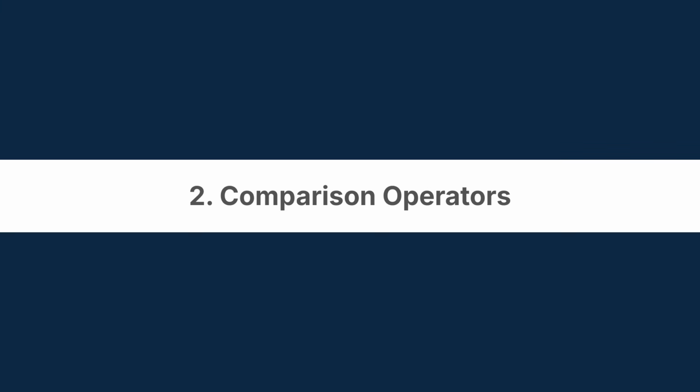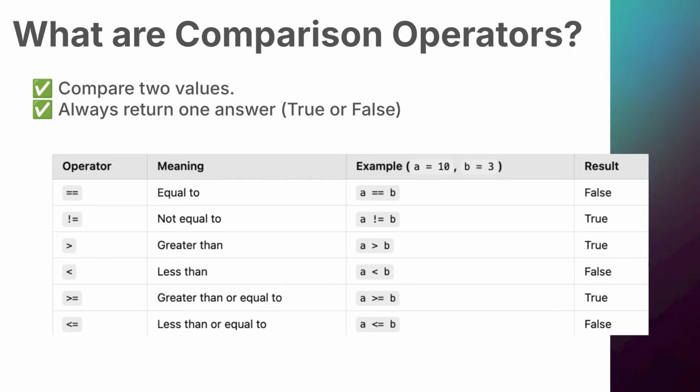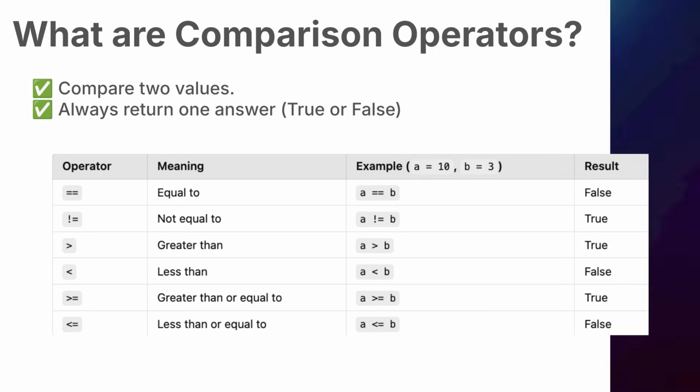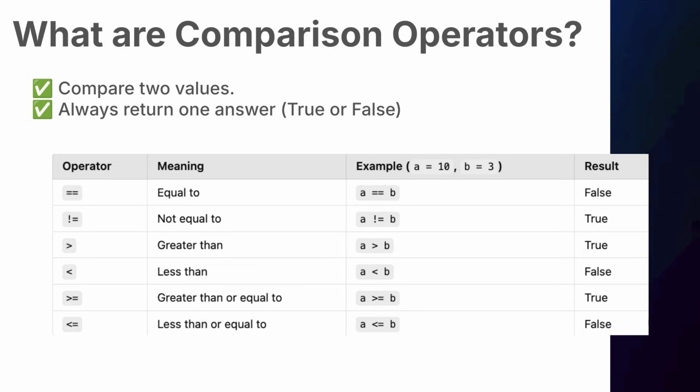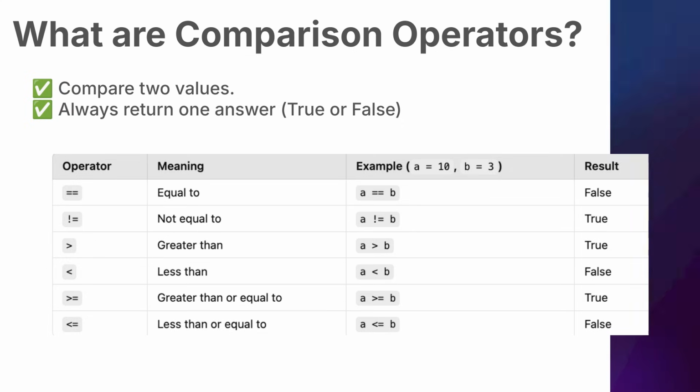2. Comparison operators. Comparison operators help you compare two values. They always give you one answer, true or false. It's like asking Python, hey, is this bigger? Smaller? The same? And Python answers. The list shows the basic comparison operators. Let's stick with a equals 10 and b equals 3.